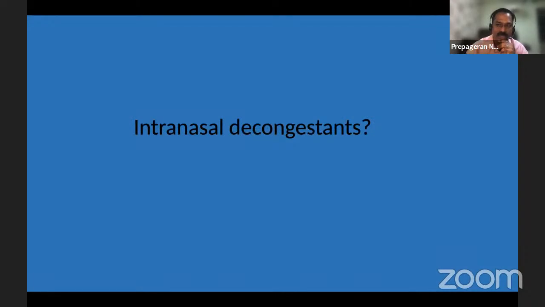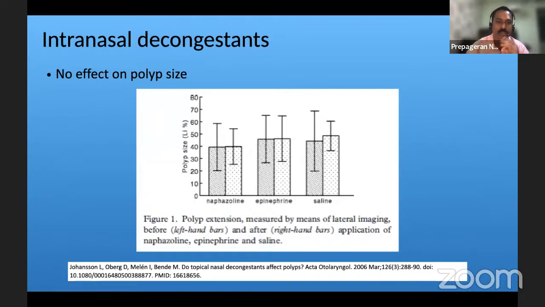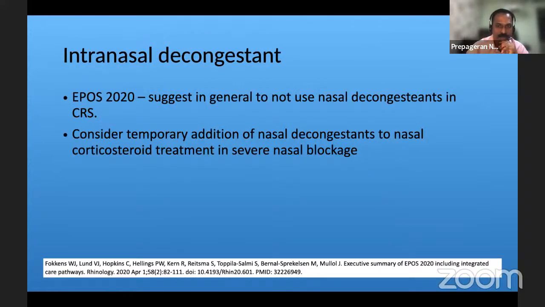How about intranasal decongestants? People use this very often. It has got no effect on polyp size. Again, this paper was published in 2006, and you can see the effects comparing oxymetazoline, epinephrine, saline. No changes at all. So there's no difference as far as the polyp size is concerned with the use of intranasal decongestant.